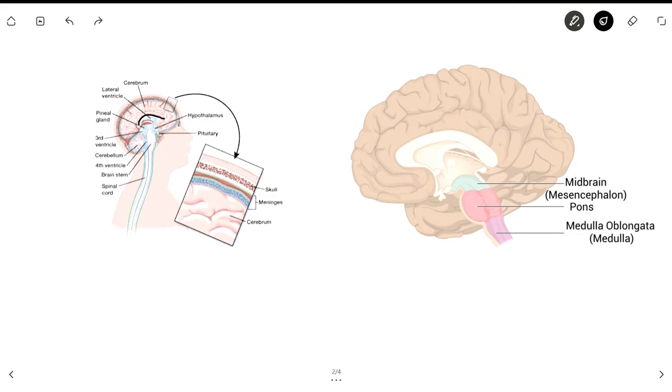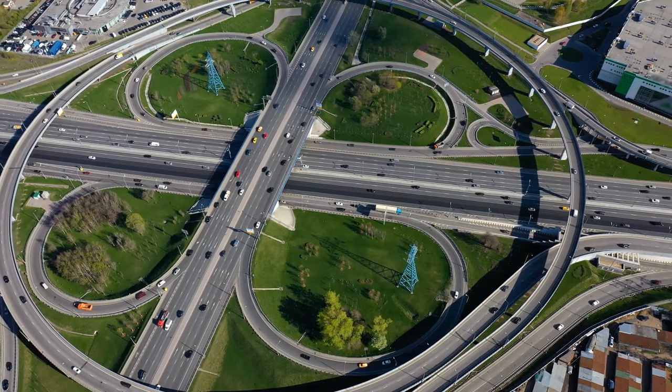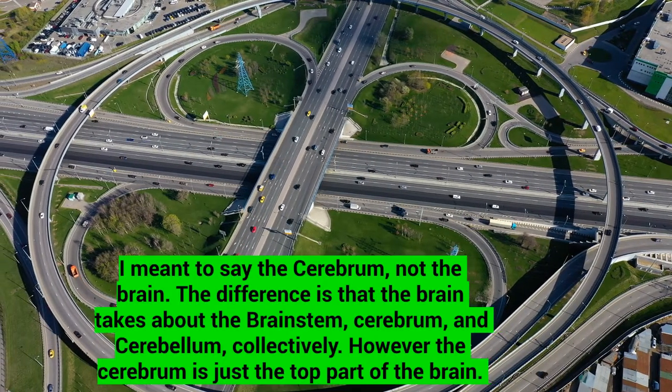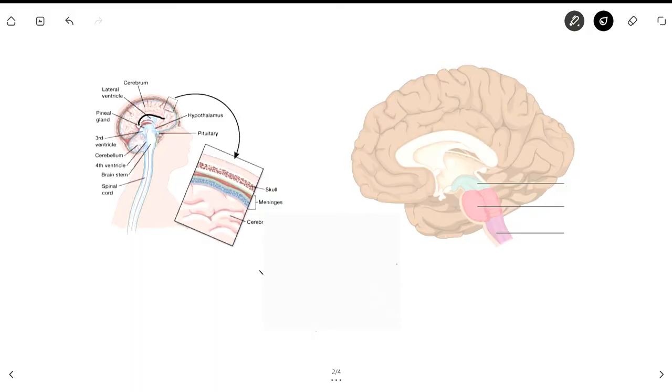That was the overview of the brainstem. Just remember that it's a bridge with a lot of exits, and it's a bridge that connects the brain and the spinal cord. That was it for the overview. Now let's talk about the cranial nerves.